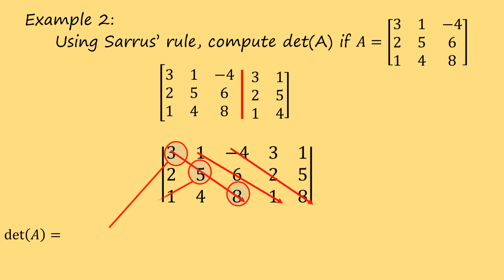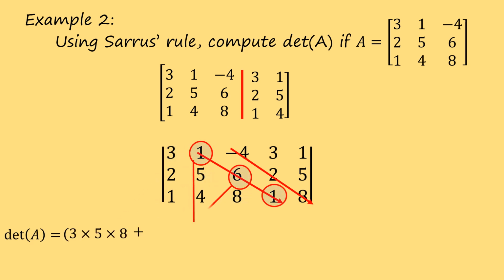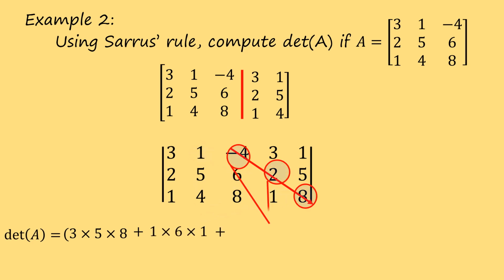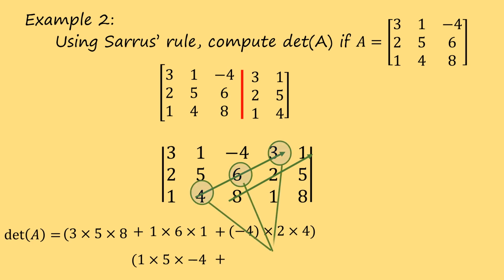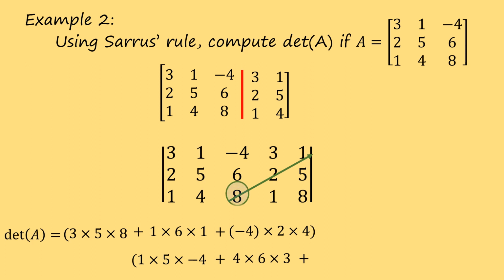We multiply 5, 3, and 8 together. Then we add it to 1, 6, and 1. Then we add it also to minus 4, 2, and 8. Once we are through with that, we go to the anti-diagonal. For the anti-diagonal, we multiply the entries together, 1, 5, and minus 4, then plus 6, 4, and 3, then plus 8, 2, and 1. Now, when we express this further, we are going to have our final answer to be 26.